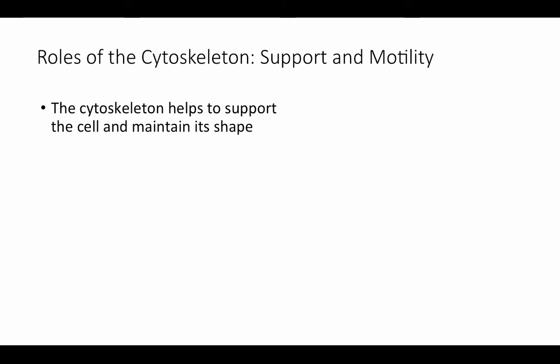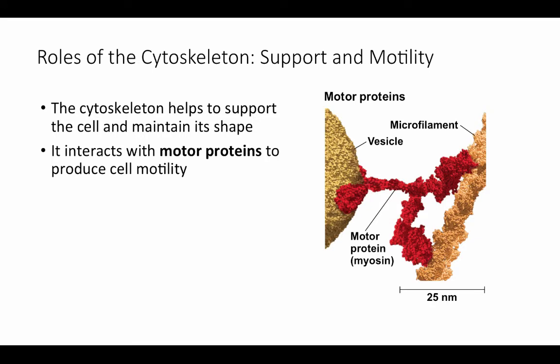So let's look at the functions of the cytoskeleton. So first of all, support and motility, the ability to move. So the cytoskeleton helps to support the cell and maintain its shape, and it's going to sort of provide what I like to think of as the highway system or the railroad tracks to interact with motor proteins to produce cell motility. So this is going to be kind of the rail that these motor proteins are going to interact with and kind of walk across.